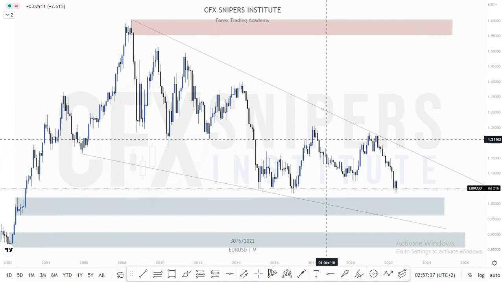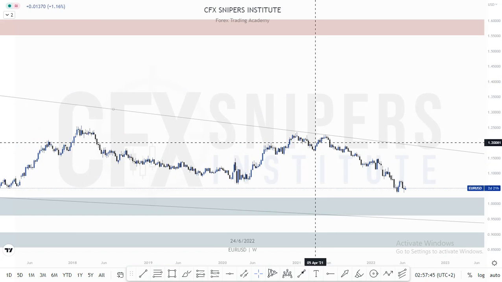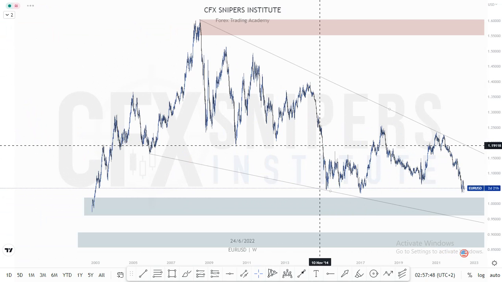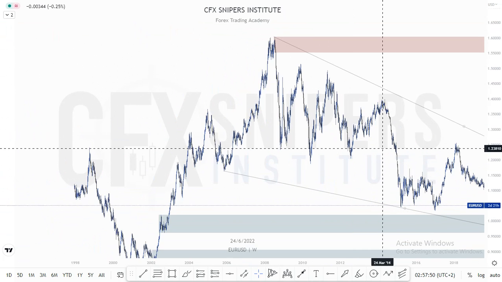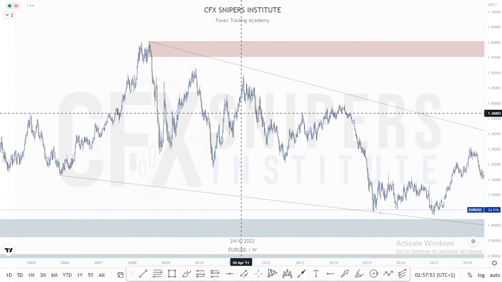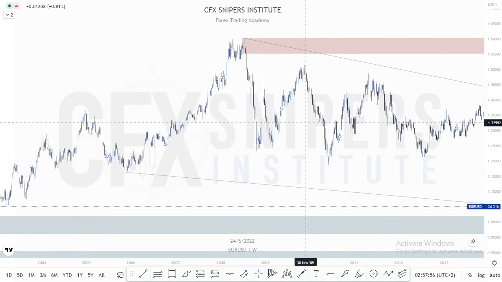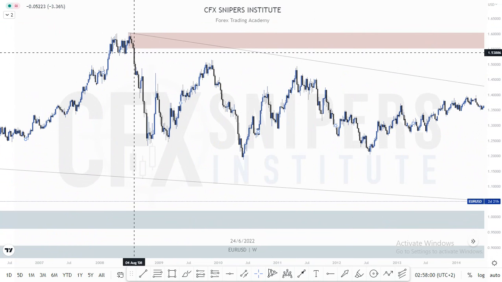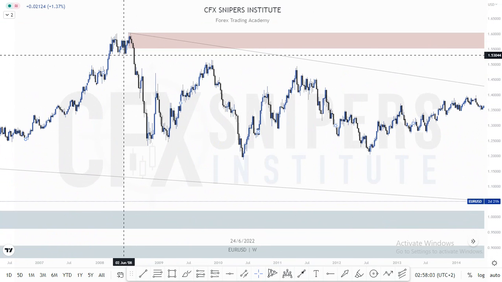So we can move on to the weekly time frame. What can we see? Starting from here, we had a demand zone.